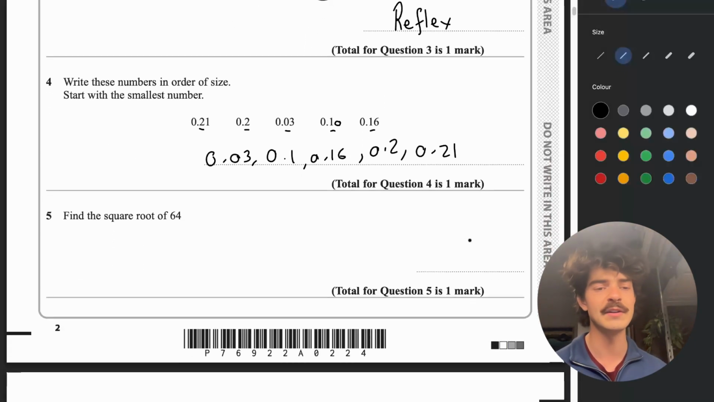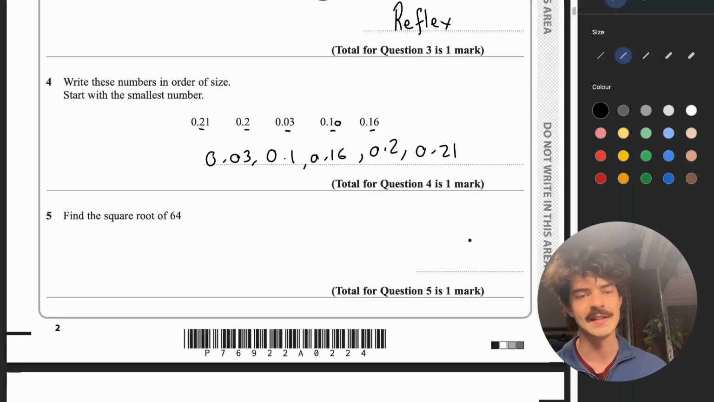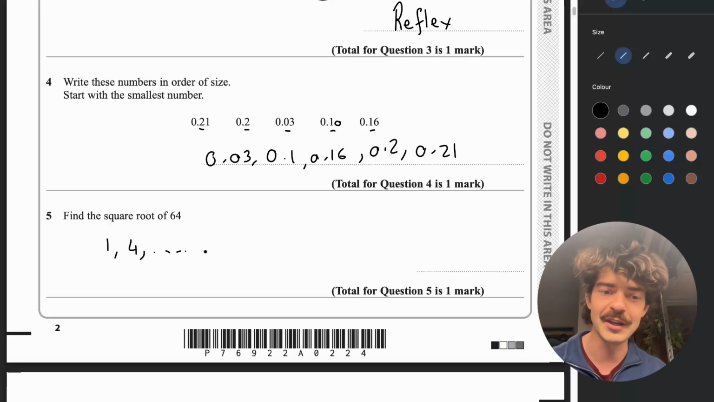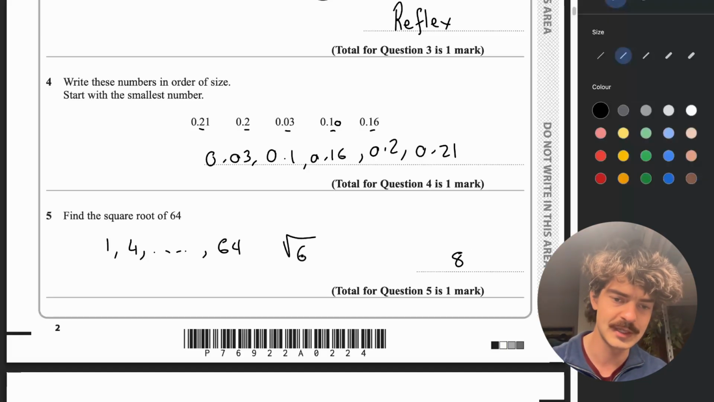Nice. On to question 5 now. What is the square root of 64? Well, a square root is the opposite of squaring, and squaring is when you take one number and you multiply it by itself. So if you got a bit stuck here, you'd just be thinking about those numbers. 1 times 1 is 1, 2 times 2 is 4, and eventually you'll end up with 8 times 8 is 64. So 8 is our answer to the square root of 64.